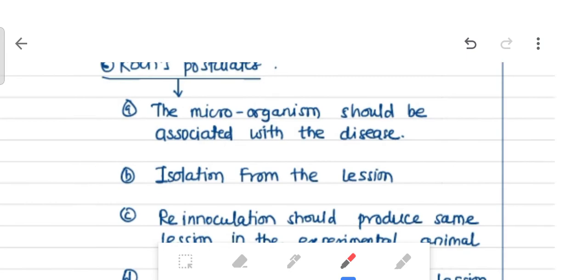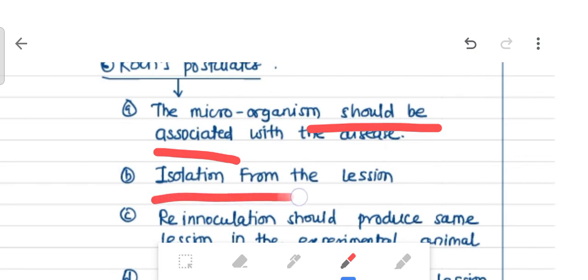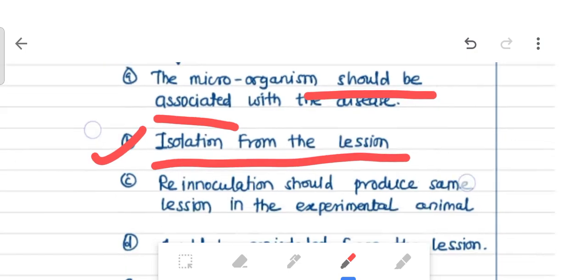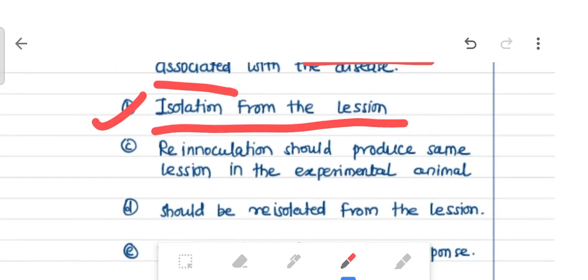What are the Koch postulates? Okay, so first, the microorganism is constantly associated with the disease. Here, the word "associated" is very important. Then second, isolate the organism in a pure culture.